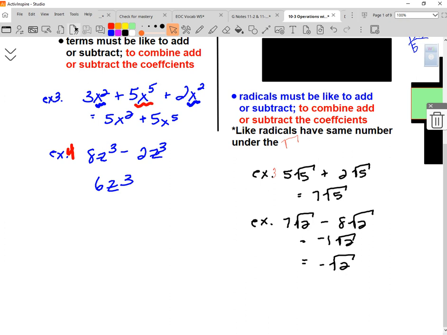Aiden? Yep, 7 minus 8 is negative 1 times the square root of 2. Or we just say negative square root of 2, or the opposite of square root of 2.